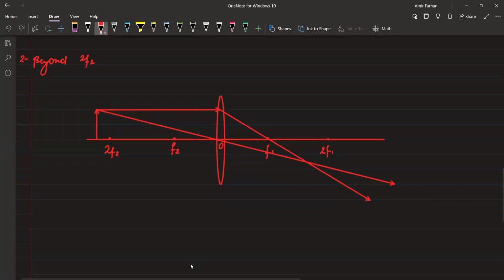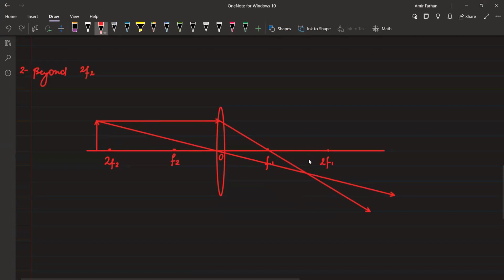As you can see, the image is forming here between F1 and 2F1. So it will be an inverted image. The image is formed by the intersection of the refracted rays. The point at which the refracted rays intersect forms the image there. So the object is beyond 2F2.